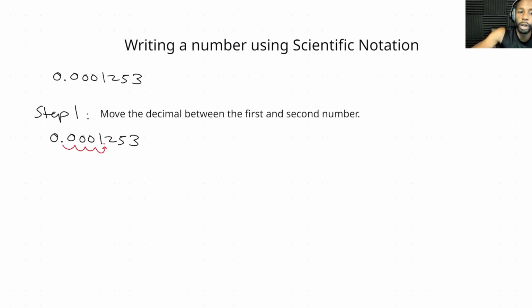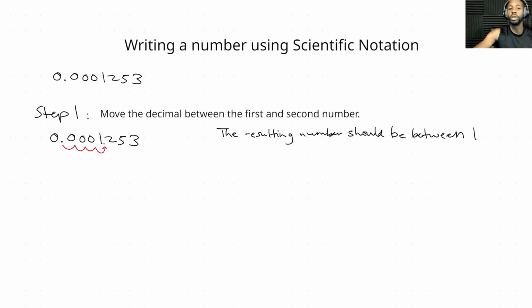Now, the thing to remember is the resulting number should be between 1 and 10. So that's why you have 1.253. It shouldn't be greater than 10. If we had moved the decimal right here in front of the one, that'd be 0.1253. That's smaller than 1. 12.53 is greater than 10. You see what I'm saying? So the resulting number should be between 1 and 10.